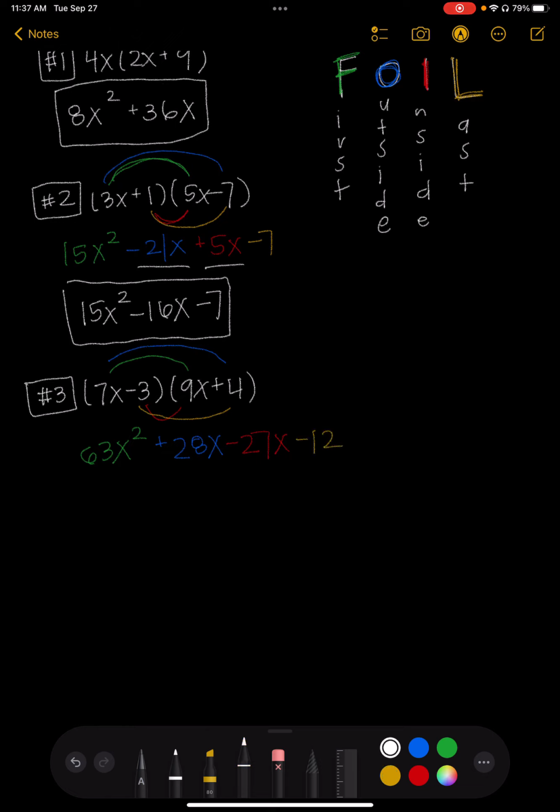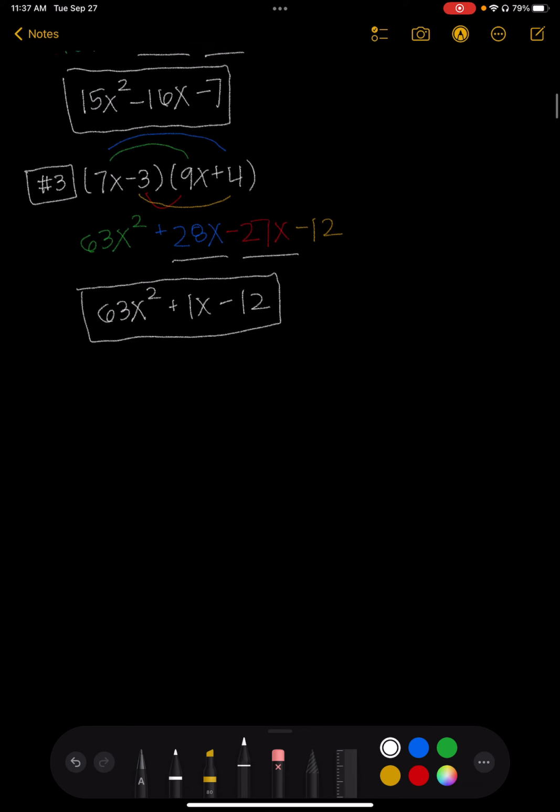Once again, you have these like terms in the middle with just one x. And so when we rewrite it, we're going to say 63x squared, because that one doesn't have any like terms. Then 28x minus 27x gives me 1x, so I can say plus 1x. And then minus 12, because that 12 doesn't have any like terms either. Awesome. All right, let's go through one more example.